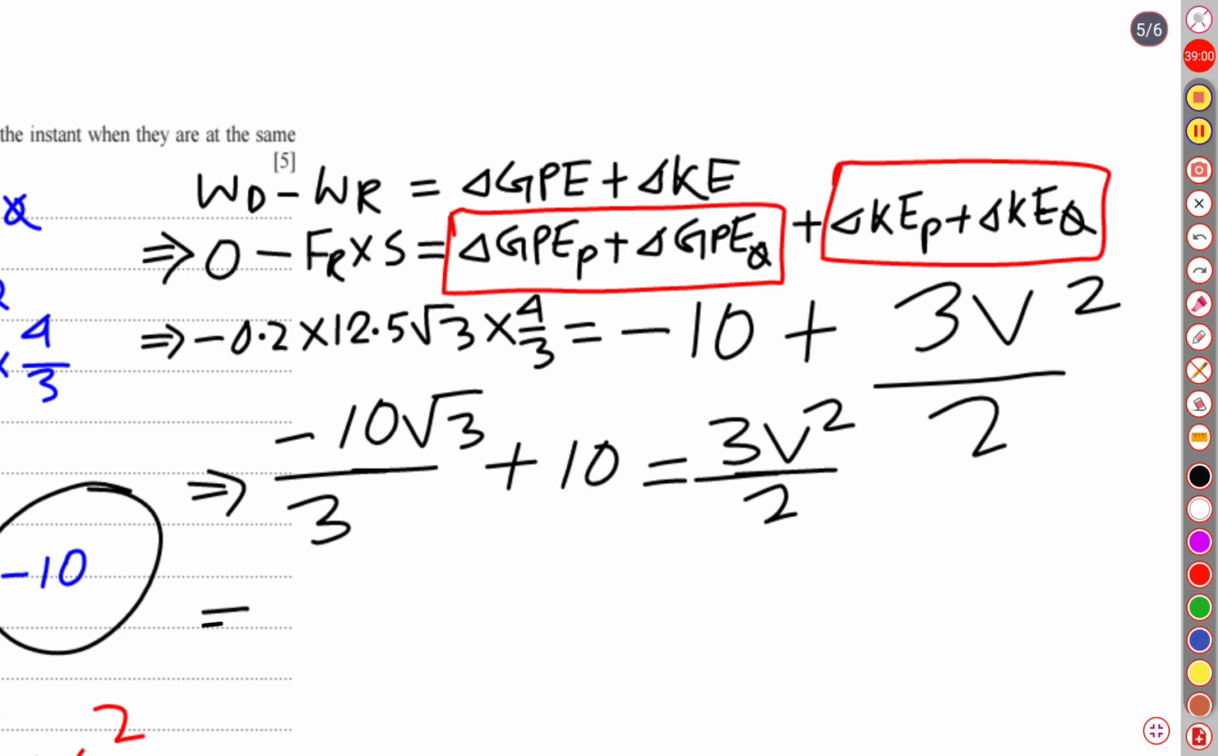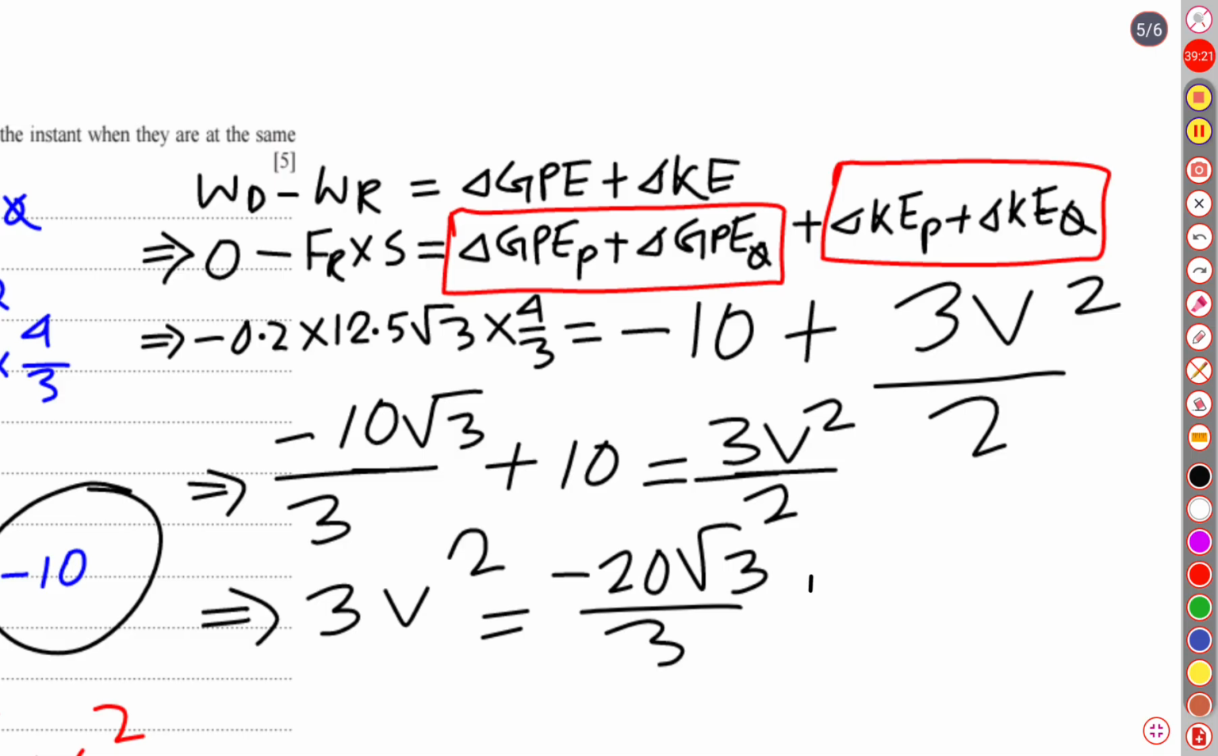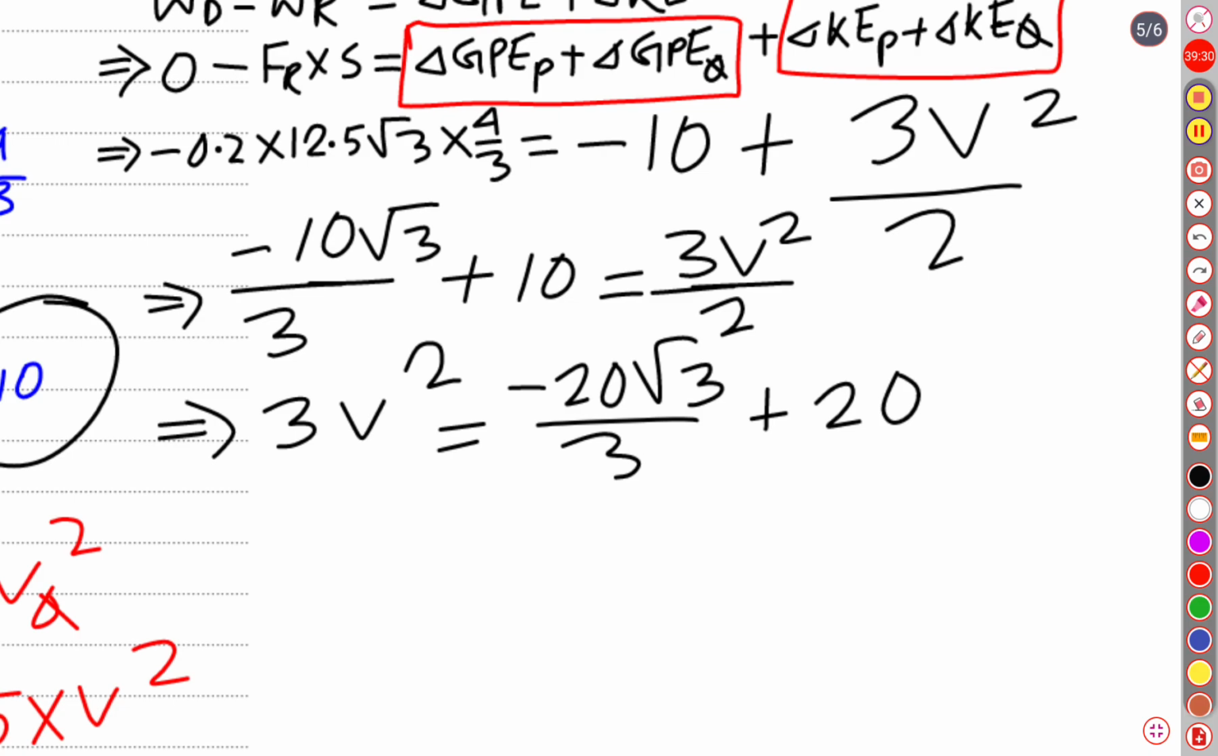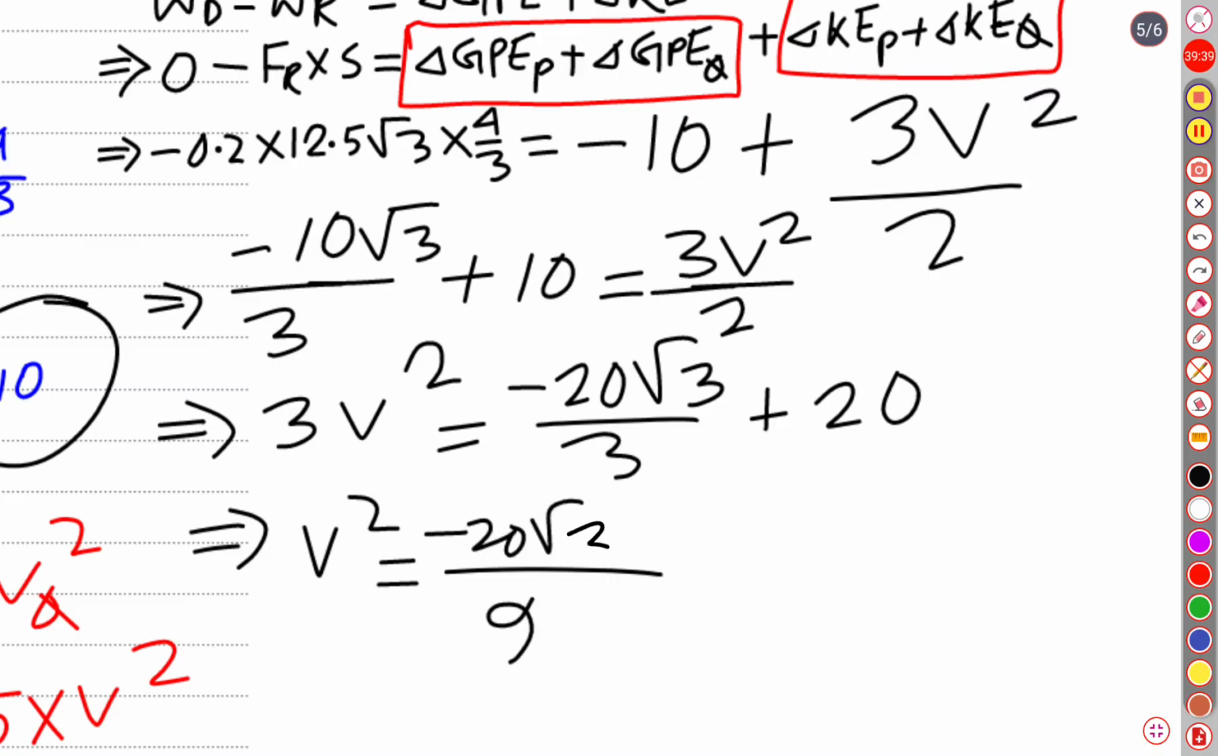Well, then what is it going to be? It is going to be 30. If this 2 is transposed to the other side, it is going to be 3v square. 3v square is equal to, if 2 comes to the other side, negative 20 square root over 3 over 3 plus 20. Okay, then if 3 is transposed to the other side, it is going to be 9. V square is equal to negative 20 square root over 3 plus 20 over 9.